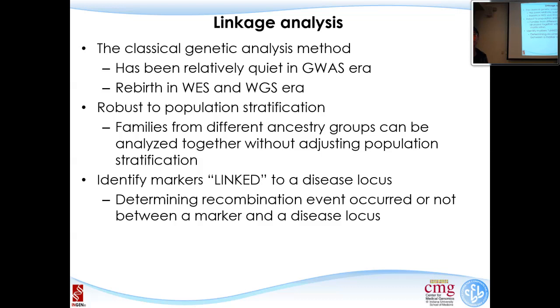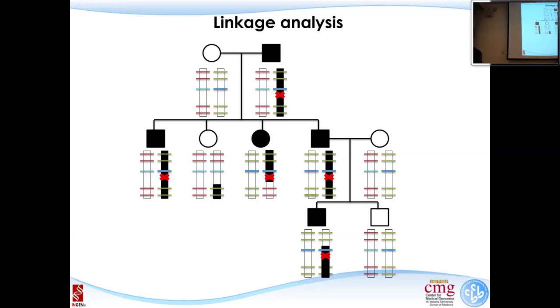The idea is just to identify markers linked to a disease locus. This is done by determining the number of recombination events, or what we call the recombination fraction, between a marker and a disease locus. So this is a way to show how linkage analysis works. In this pedigree, we can see four people. The shaded people have the disease, and the unshaded people are totally fine.